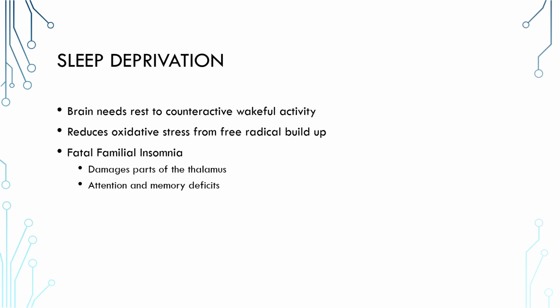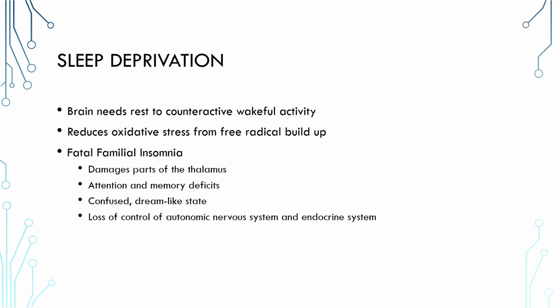Basically, the person has insomnia. They don't sleep, and after a while, this causes that damage to the thalamus. It is then noticed that the person has a lot of attention and memory deficits. They tend to walk around in a kind of confused, dreamlike state. They don't really know where they are or what's happening, if they're awake or asleep.